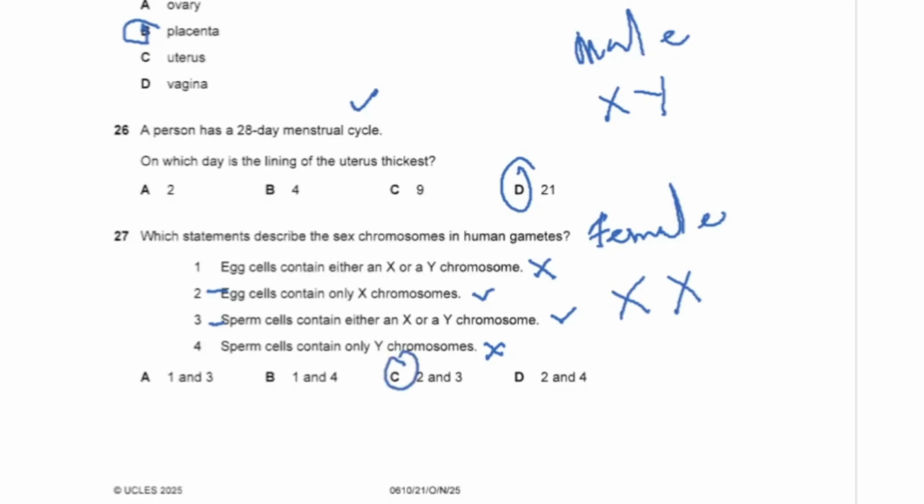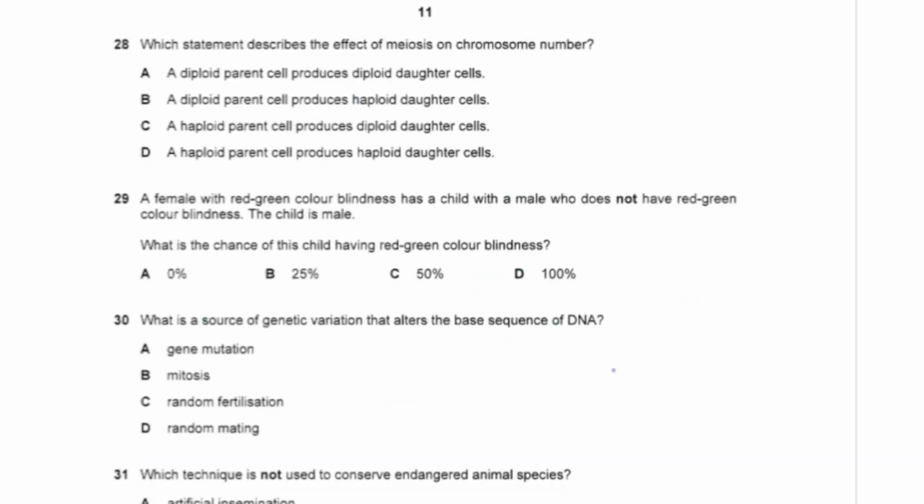All right. Okay, so moving on to the next question. The next question says, which statements describe the effect of meiosis on chromosome number? Very interesting as well. Okay, effect of meiosis on chromosome number. So we're going to see this now.